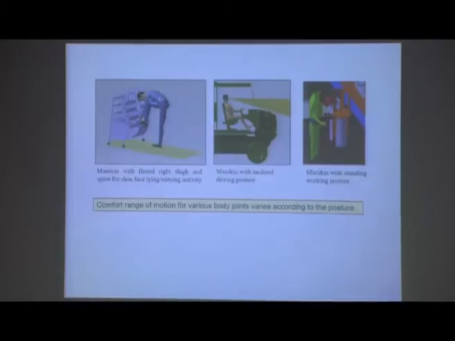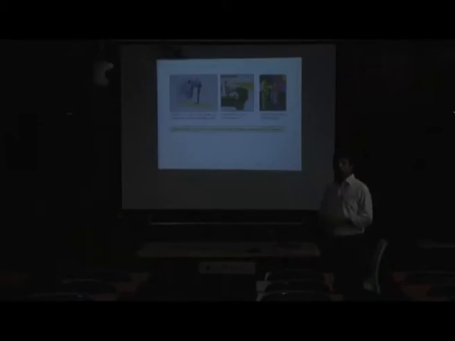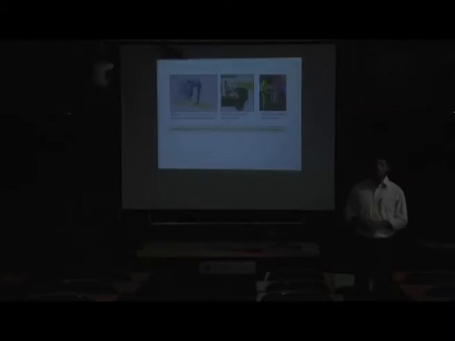Different types of activities are going on. Out of those activities, various types of posture will be found. Those postures cannot be evaluated based on the comfort database defined for vehicle or automobile. So for different types of posture, this is very important. Comfort range of motion for various body joints varies according to the posture, and for the particular posture, particular type of work, we have to identify the comfort database. If the comfort database is not available, then we have to develop the comfort database. Accordingly, we can evaluate the posture using digital human modeling software. Without the comfort data, it is not possible.